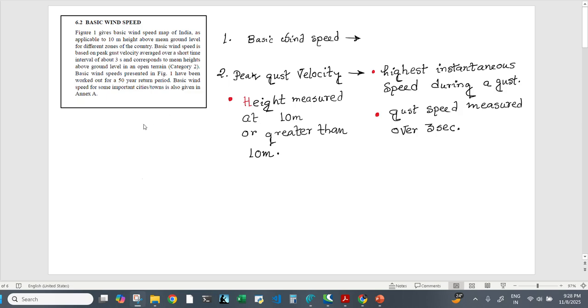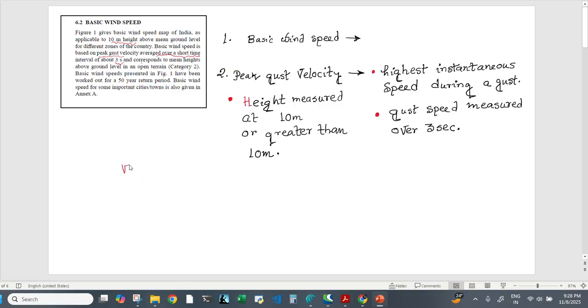What is basic wind speed? Basic wind speed is generally calculated from the peak gust. It is applicable at 10 meters and above the mean ground level, for different zones of the country, and basic wind speed is based on the peak gust velocity averaged over a short time interval of 3 seconds.